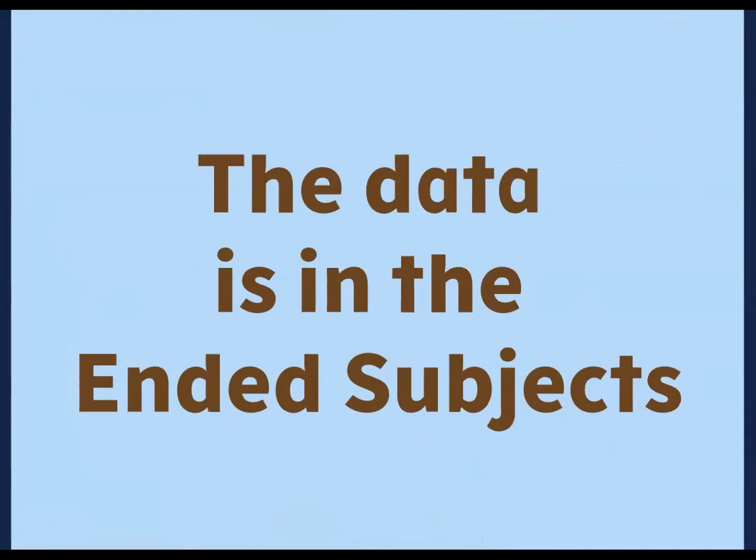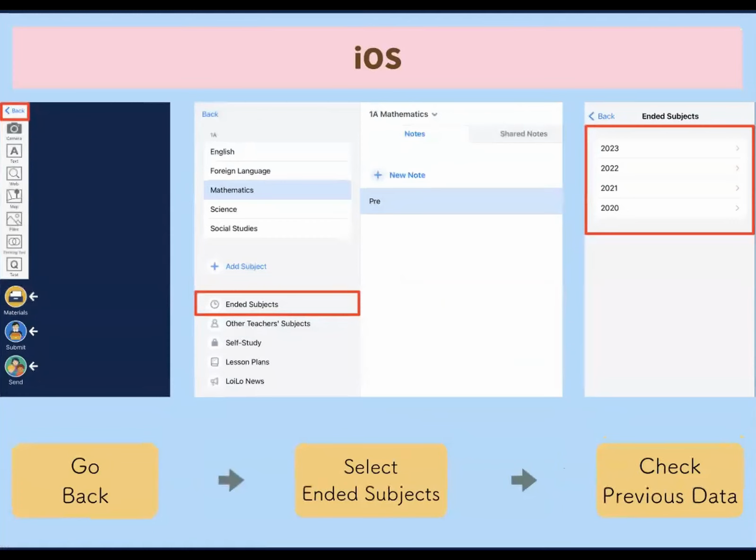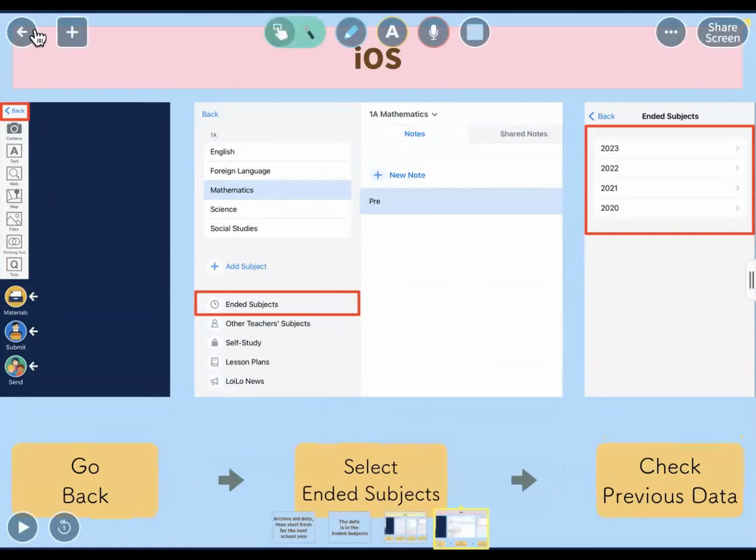Don't panic. Your data is still in the ended subjects. So where to find it? Go back to your blue LoiLoNote screen. If you're using a web version, click on go back, keep going back, and select the ended subjects and check the previous data. If you're using iOS, iPad, iPhone, it's the same, but just a little bit different. Click on go back and select the ended subjects. The previous data is stored there for you.